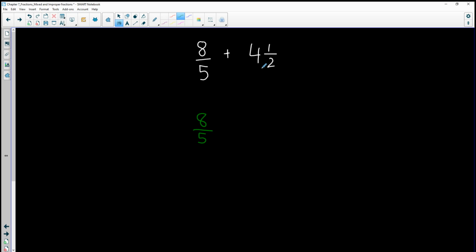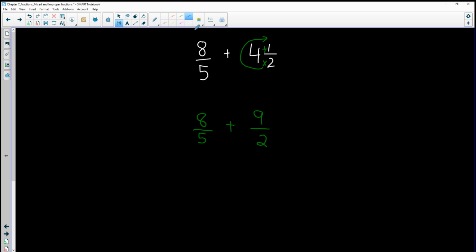We're just going to remember from previous videos that that's WD plus N, or just multiply the whole number by the denominator and add the numerator. So that's going to be 4 multiplied by 2 is 8, add 1 is 9 over the original denominator. Okay, we'll bring down our operation.